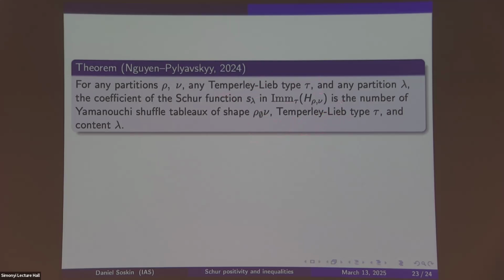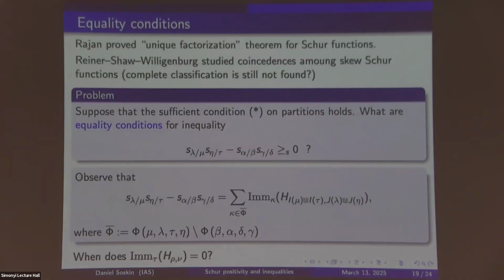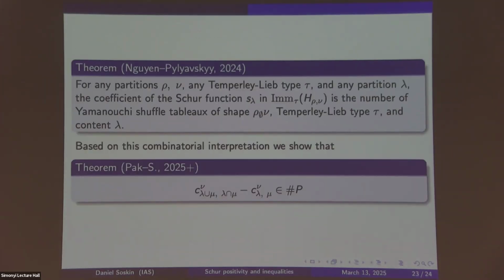So using this combinatorial interpretation and that formula for the difference given by summation of immanents, we can show that the difference between two Littlewood-Richardson coefficients is in the sharp P class. And we can also actually write this, not only for Littlewood-Richardson coefficients, but for any coefficient appearing in this necessary condition coming from the Rod-Scandera theorem.